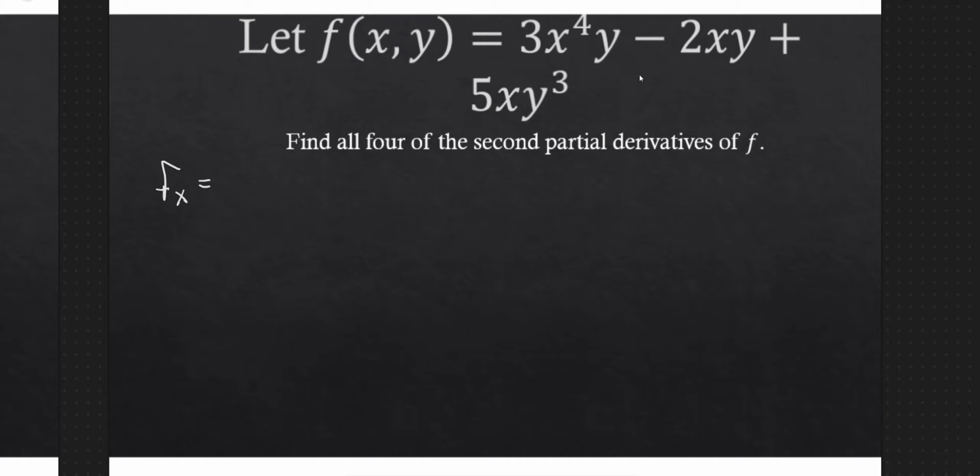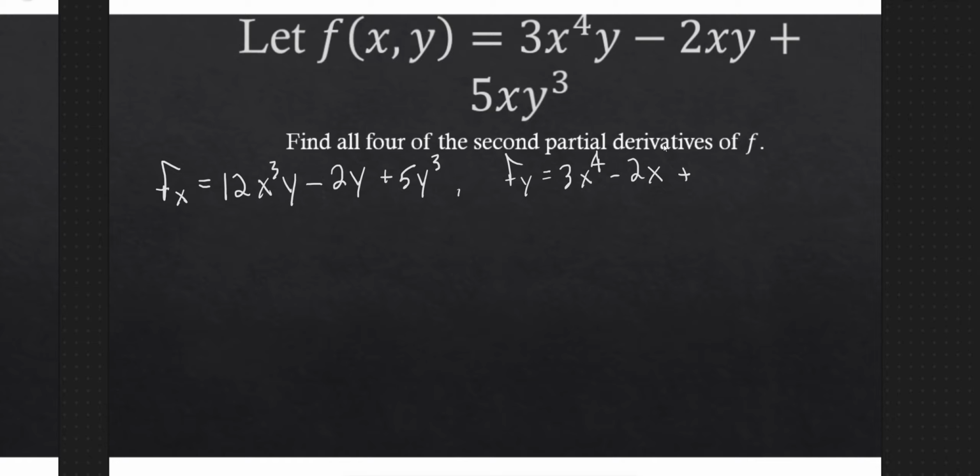So differentiate with respect to x. Remember, we're going to treat y as a constant. So I have 3y times x to the fourth, so that's going to be 12x cubed y minus, y is a constant, so I should just get 2y here, plus differentiating with respect to x, 5y cubed. So there's fx. I'll put fy over here. I should get 3x to the fourth minus 2x plus 15xy squared.